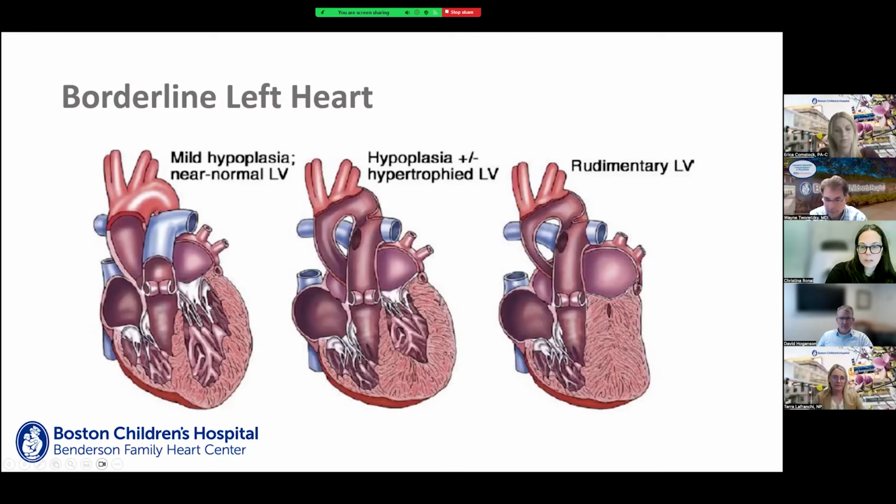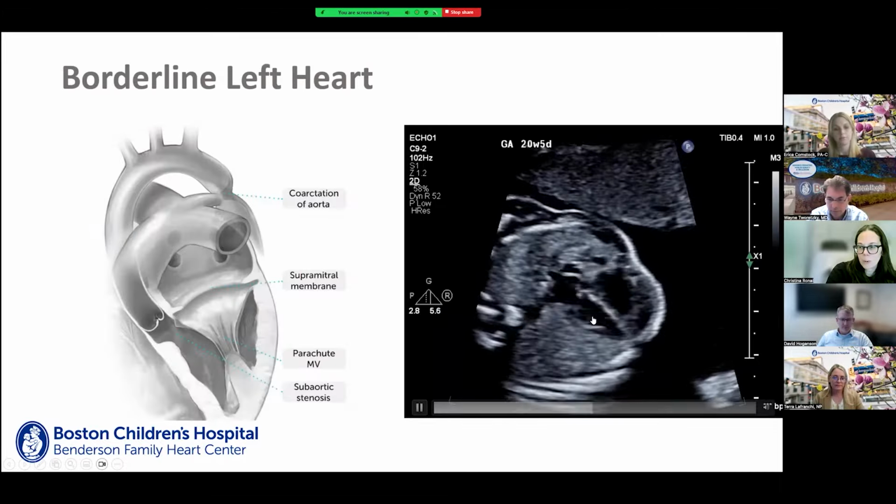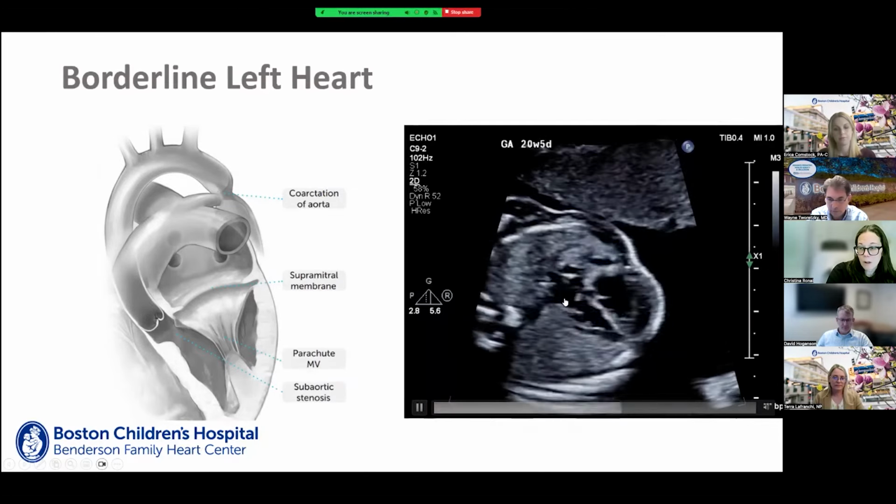The other important thing is that we see a lot here at Boston Children's of what we would call borderline left hearts. Here, all the way on this side, you can see there's essentially no left ventricular cavity, but it really is a spectrum. And so you can see here, you have a much larger left ventricular cavity, but it doesn't quite meet the apex of the heart. And then all the way over here where you have very mild hypoplasia with a near normal left ventricle. This is a nice fetal example of, you can see that this left ventricle is almost meeting the apex.